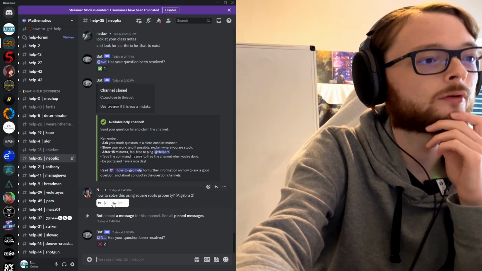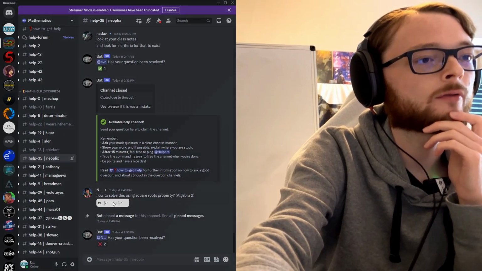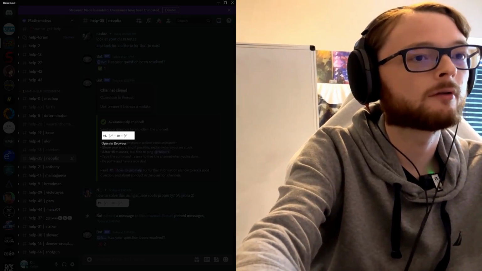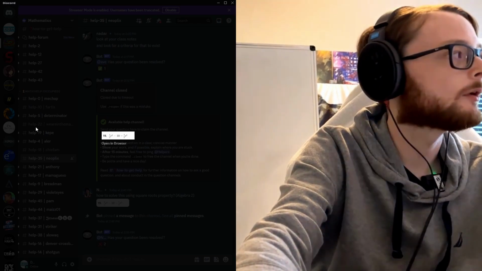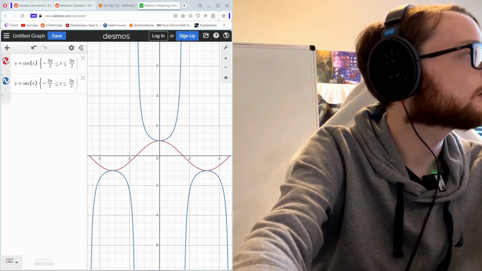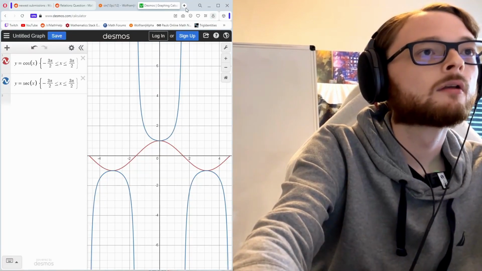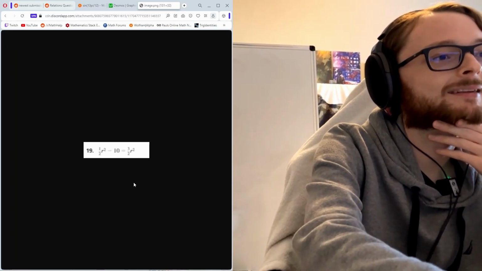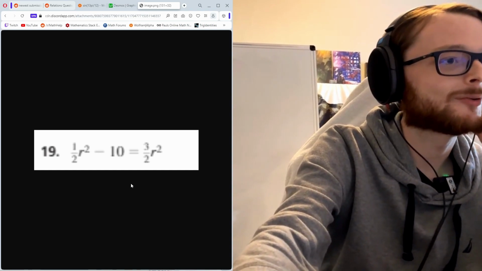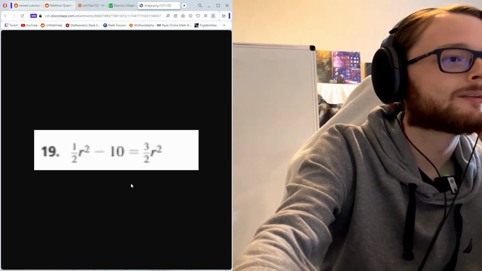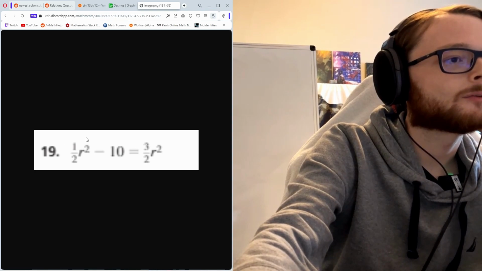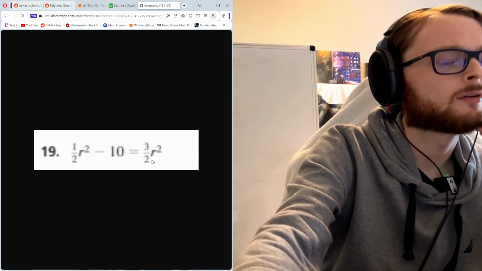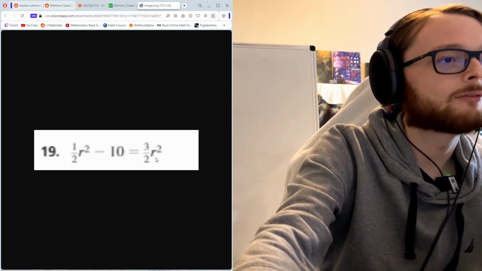What more to do? How to solve this using square roots property. Algebra 2. Let's make that bigger because I can't read it. Oh god, even if I zoom in, it's not that much better. One half r squared minus 10 equals 3 over 2 r squared. So subtract the 1/2 r squared to the other side, you get just r squared equals -10.